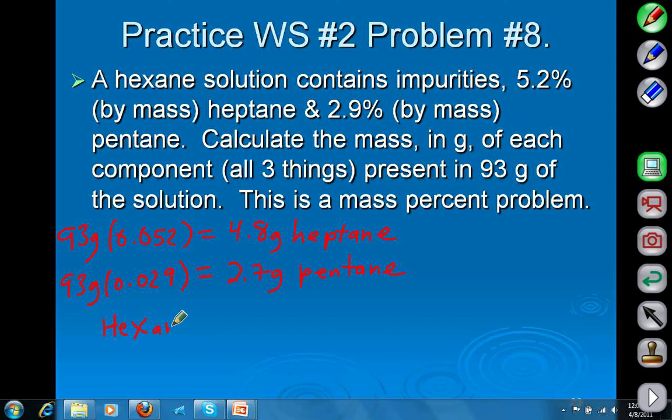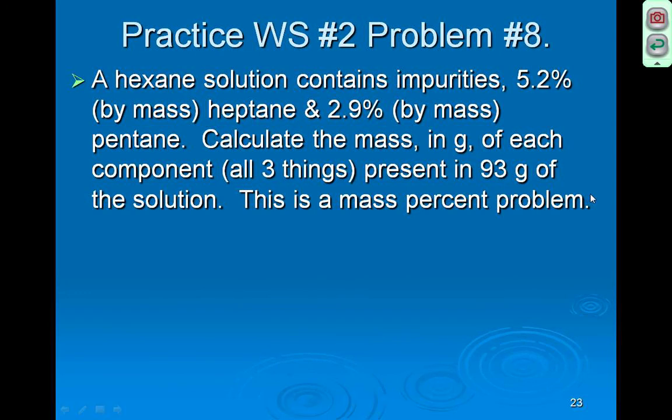And we still have to find hexane. So hexane, we're going to have to do a little bit of subtraction. We're going to take the 93 grams total, subtract out 4.8 grams, and then subtract out 2.7 grams, and that's going to give us 86 grams for the hexane. So it's mostly hexane, but there are some things in there that are not hexane. That's all she wrote.